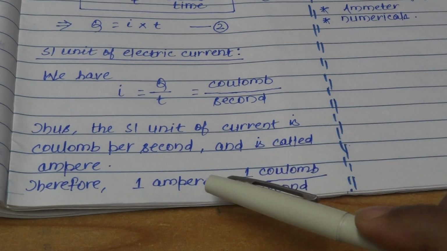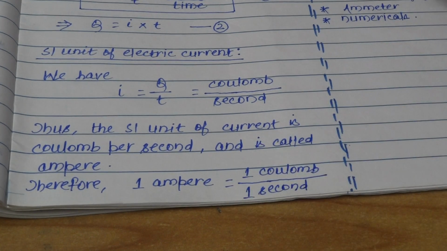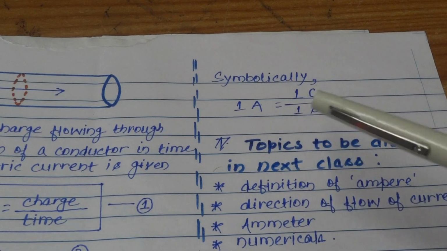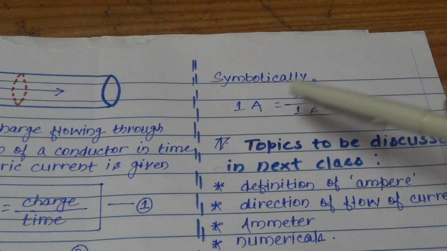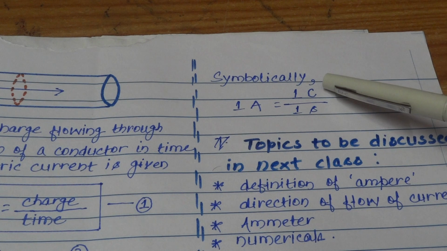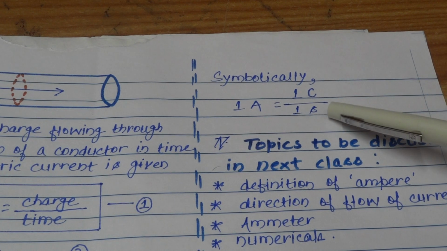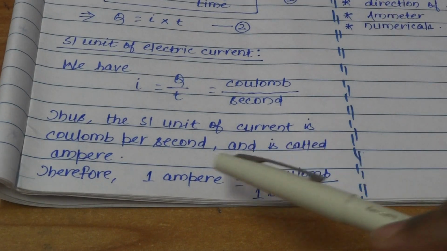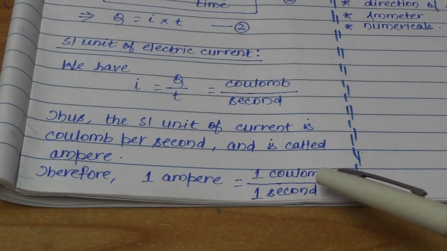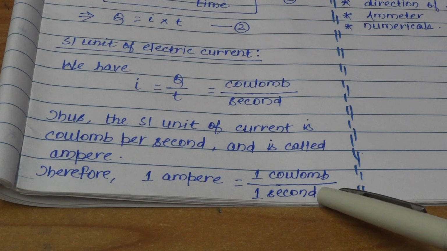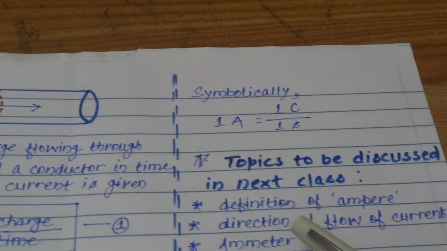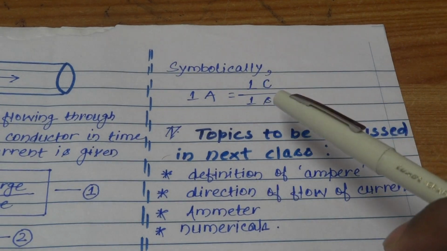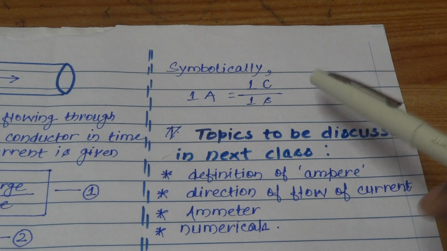Symbolically, ampere is denoted by capital A, Coulomb is denoted by capital C, and second is denoted by a small s. So, if we want to write this expression 1 ampere equal to 1 Coulomb divided by 1 second symbolically, then we will write 1 A equal to 1 C divided by 1 s.